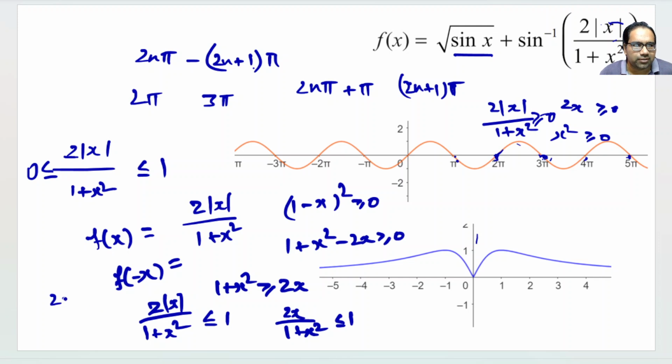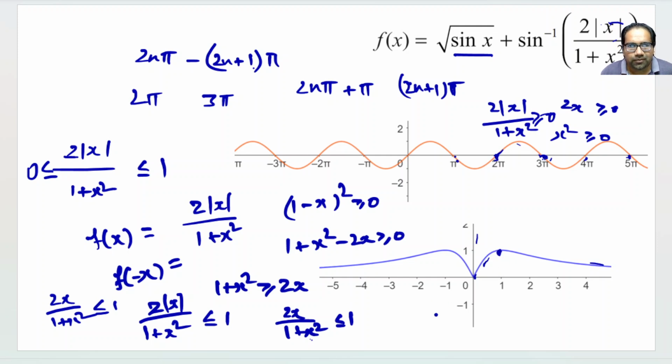X is greater than 0, then 2x by 1 plus x square is always less than or equal to 1, right? So now, when is this 1? When x equal to 1. When x equal to 1, the numerator is 2 and the denominator is also 1 plus 1, which is 2. So this function looks something like this.